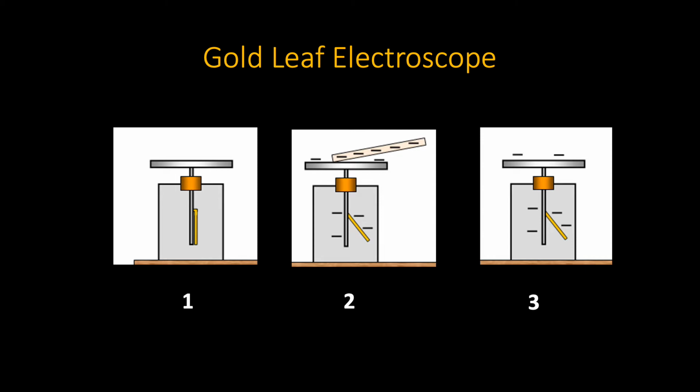In this figure, the negative charges on the gold leaf will repel the negative charges on the metal stem. As a result, the leaf will rise. This is the same for the positively charged electroscope.